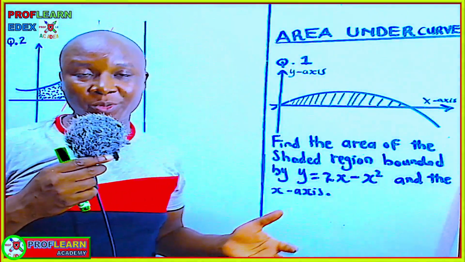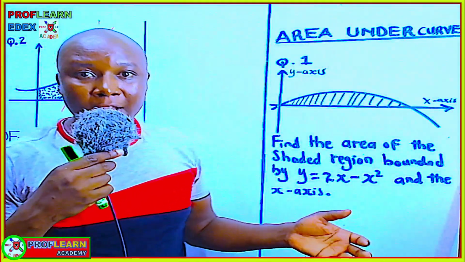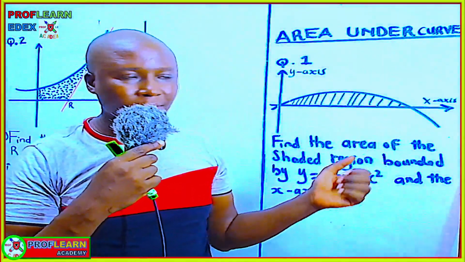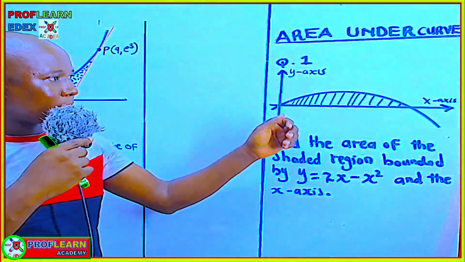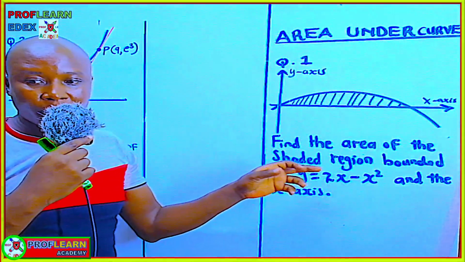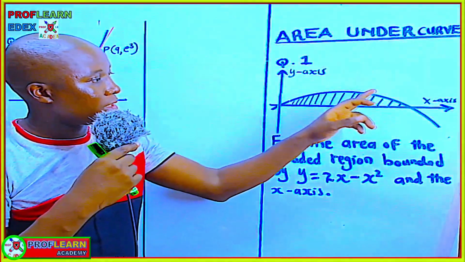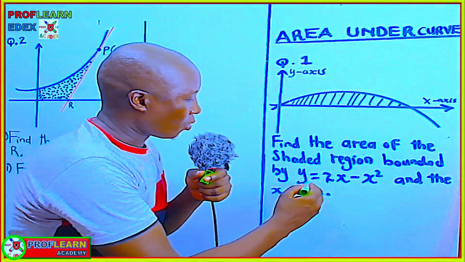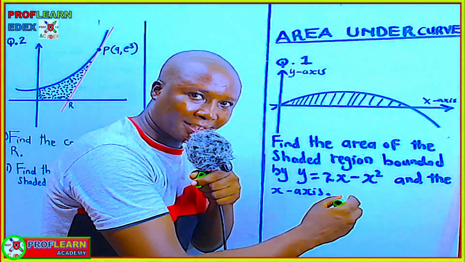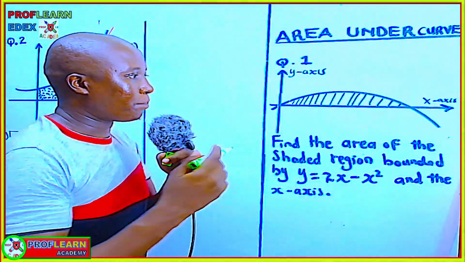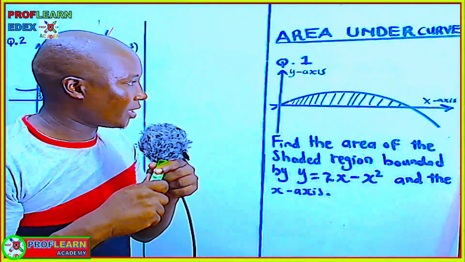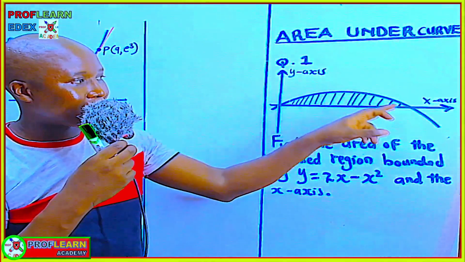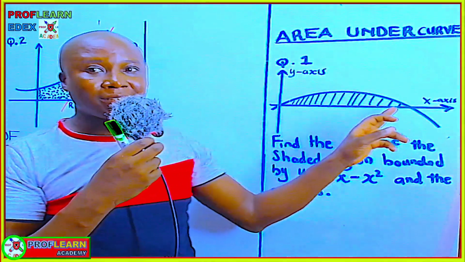In this particular video, we're going to discuss how you can work out the area of a shaded region using integration. In question number 1, we're given the equation of a curve, and this curve moves like that. The equation of this curve is y equals 2x minus x squared. You are supposed to work out the area of the shaded region here, which is bounded by the curve and the x-axis.